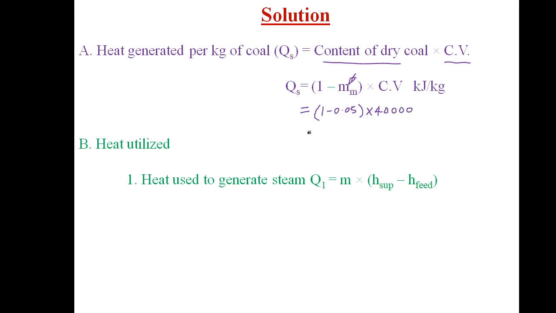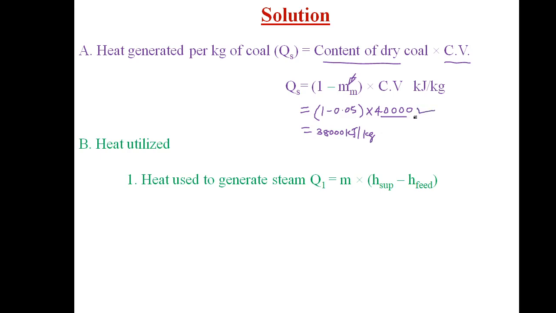If calorific value is 40,000, we get this as 38,000 kilojoules of heat liberated per kg of fuel. If we burn 1 kg of fuel, 38,000 kilojoules of heat energy will be liberated. However, whatsoever may be the calorific value, the fuel contains mass of moisture. Therefore 38,000 kilojoules of energy is liberated by combustion of fuel. If it is a dry fuel, then it liberates 40,000.